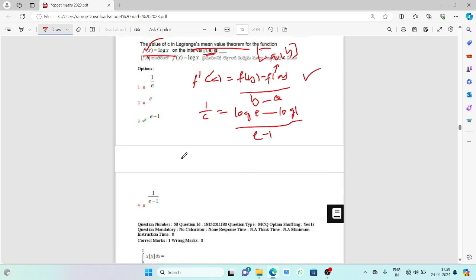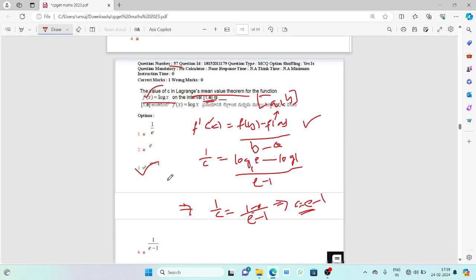If you simplify this, you will get 1 by c is equal to log e to the base e, which is 1, minus log 1, which we know is 0, divided by e minus 1, which I write the same. If you do the cross multiplication, you will get c is equal to e minus 1. So that is the correct option for this question. We get c is equal to e minus 1.